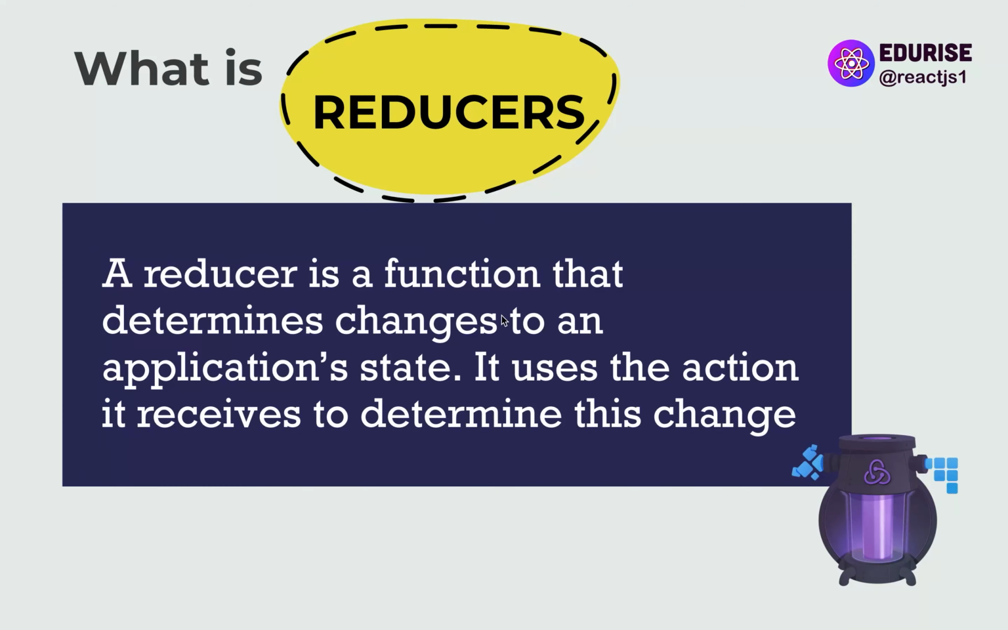Okay, so what is a reducer? A reducer is a function that determines the change in an application state. It uses the action it received to determine this change. So a reducer is a simple or pure function, and its only job is to take in the action. You are always supposed to pass in a type, and whichever type you pass in determines the next procedure it needs to do.